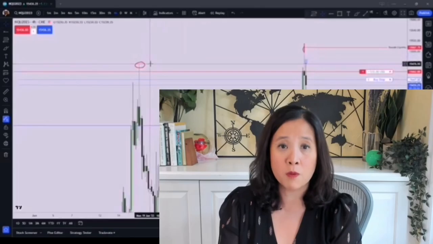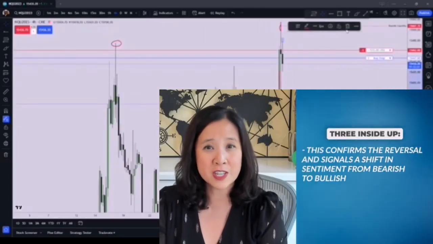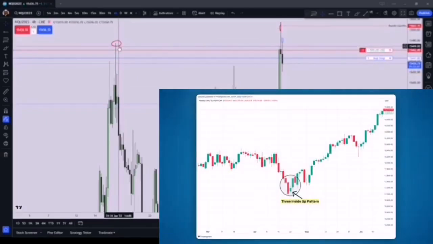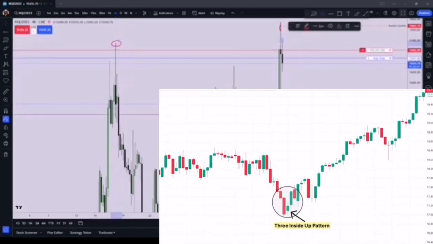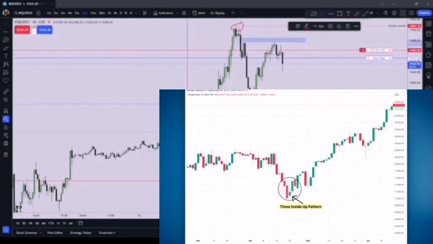And this is a very important part. This is what we look for to confirm that the reversal and the shift in market sentiment from bearish to bullish is real. Here's an example in the NASDAQ. First, you have a big red candle that makes a new low, followed by a smaller inside harami-like candle, followed by a green candle with a high that exceeds the high of the first candle in this three-candle formation.